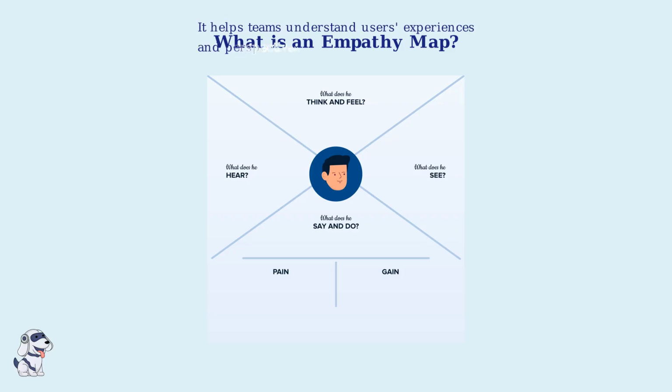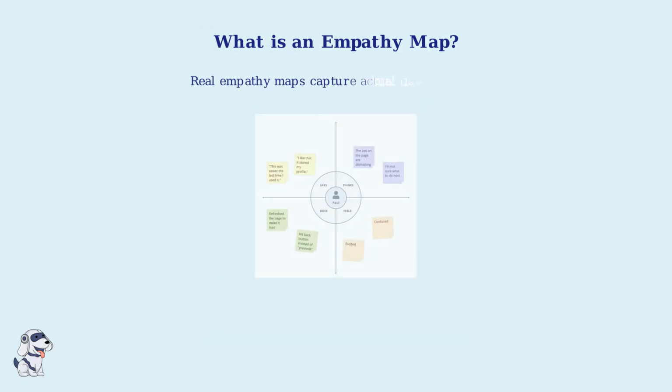The primary purpose is to help teams understand users' experiences and perspectives in a structured, visual way. The user sits at the center of the empathy map, reminding us that everything revolves around understanding their world. Here's a real example of an empathy map in action. This map captures insights about a user named Paul, showing his actual thoughts, feelings, and behaviors.